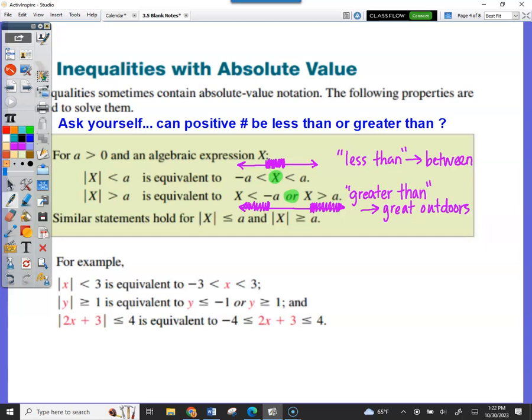Okay, how do you set it up? This is the setup. Now watch it in practice. So if I was to solve the absolute value of x is less than 3, I would say less than, that means between. So that is in between the negative and the positive. Negative should always be on what side? Left. Positive should always be on the right. Don't confuse those.